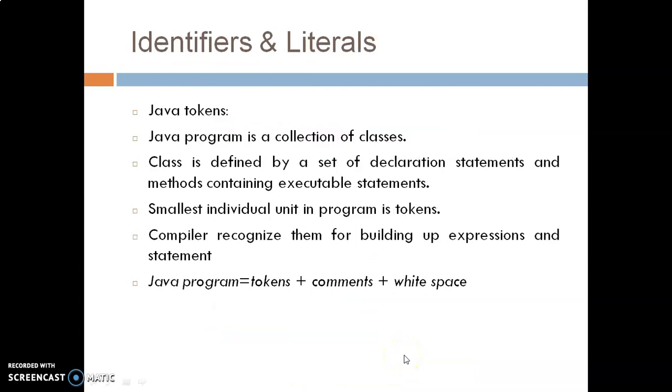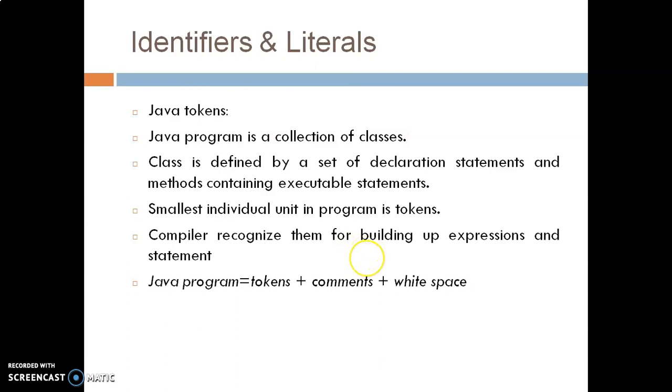Now we are talking about identifiers and literals. When I am talking about identifiers and literals, I am talking about Java tokens. Now what is a Java token? A Java token is nothing but the smallest individual unit of a program. Everything that you are writing inside the program is a token. That's why a Java program is a collection of tokens plus comments plus white spaces.